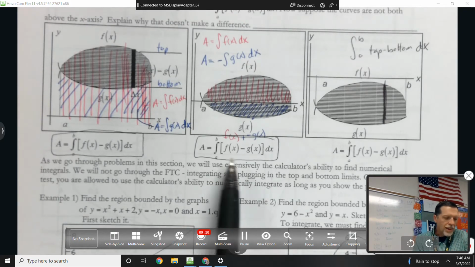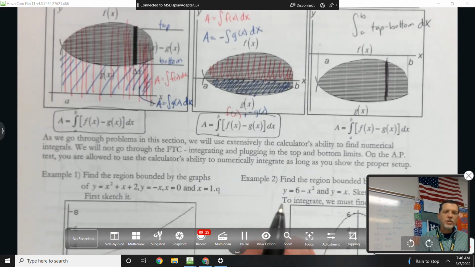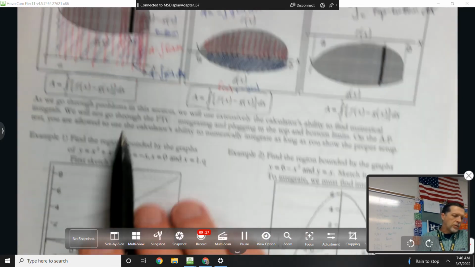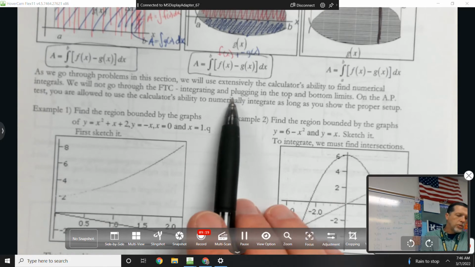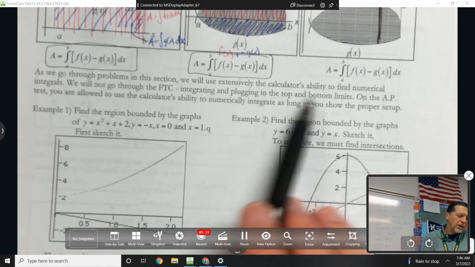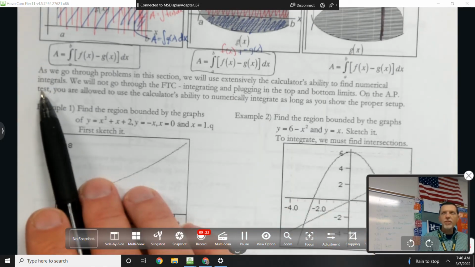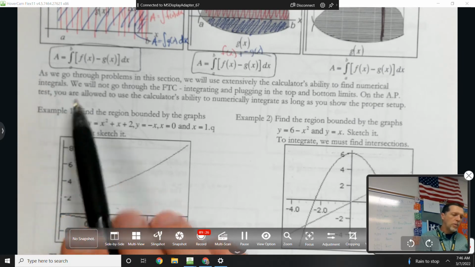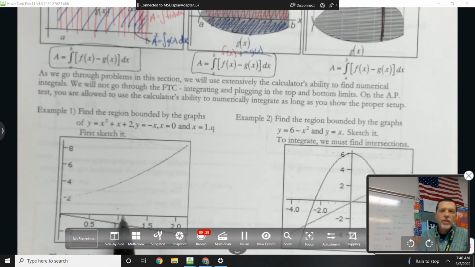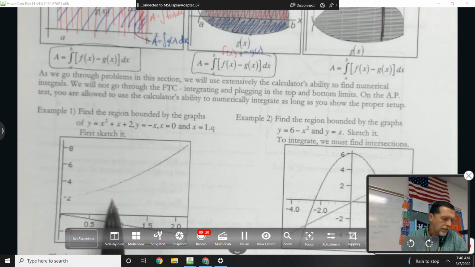Also thinking top minus bottom will help us when we get to some more problems later that are a little bit trickier. All right, as we go through the problems in this section, we will use extensively the calculator's ability to find numerical integrals. Basically, we're going to let the calculator do a lot of the work. We're going to focus on getting it set up, and then we'll let the calculator take it from there.